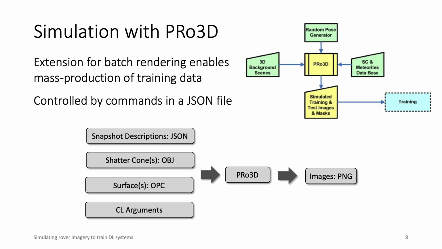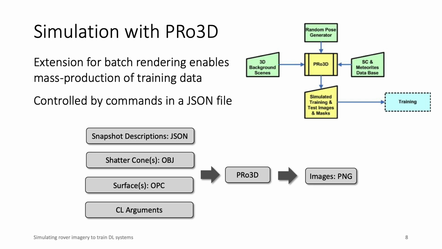Pro3D loads a 3D background scene and shatter cone models and places them by randomly generated poses. It then produces large amounts of images, including masks, which are directly used for training. The batch operation of Pro3D is controlled by commands in a JSON file, which defines viewpoints and various other parameters. Data ingested into Pro3D for a simulation run include the JSON file, shatter cone models as OBJ files, the background scene as ordered point clouds, and command line arguments.